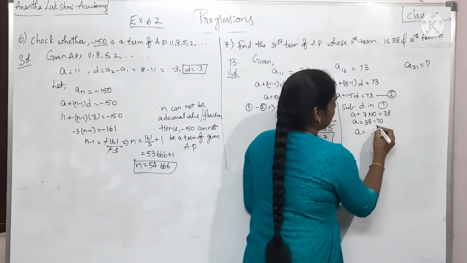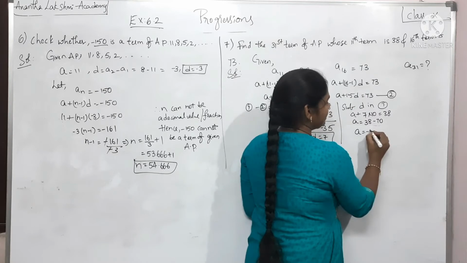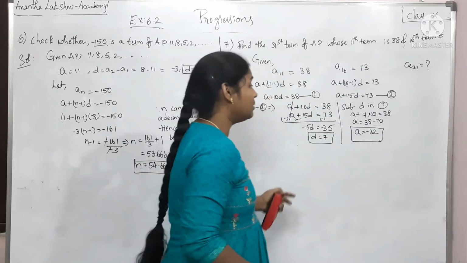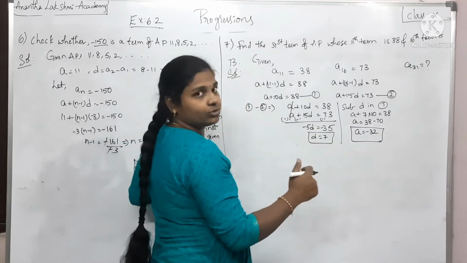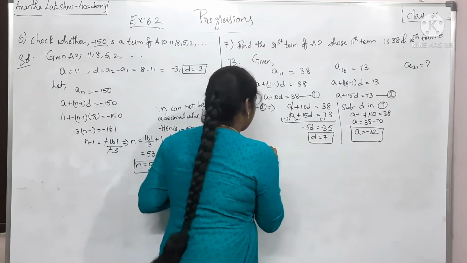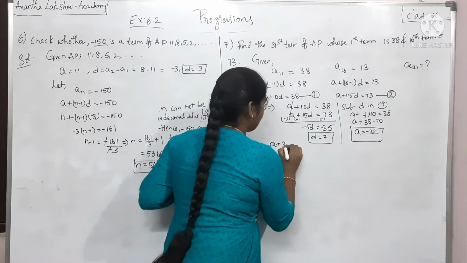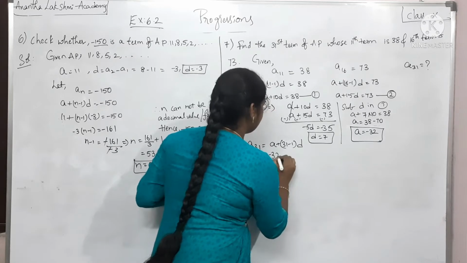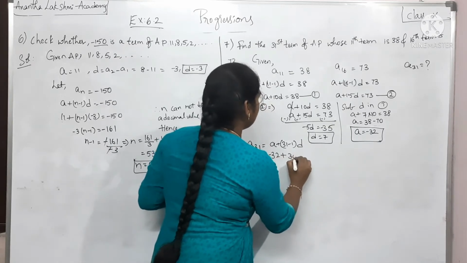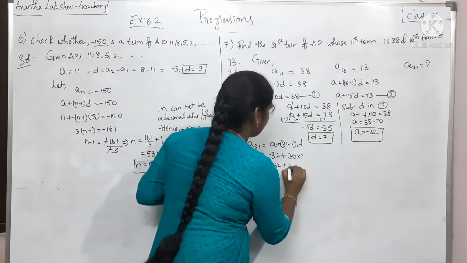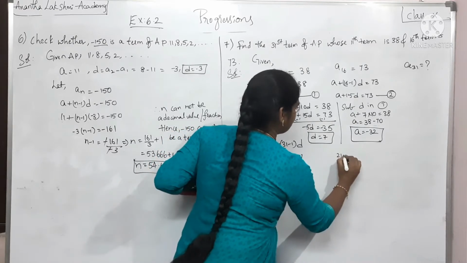So A is equal to 70 minus 38, and the subtraction is 32. As we get the bigger number's sign, this is going to be minus 32. So when we are solving for A31, this becomes A plus 31 minus 1 into D, which is nothing but minus 32 plus 30 into D, which is 7.